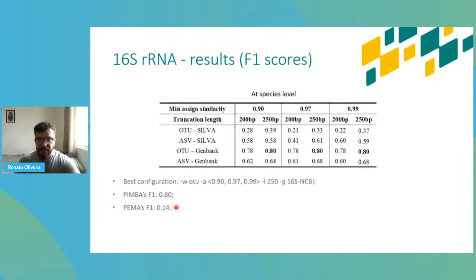At the species level, we can see that the best configuration was using the OTU strategy with the GenBank database at similarities of 90, 97, and 99%, but with the truncation length at 250 base pairs. And with this configuration, Pimba obtained 80% of F1 score against 14% of PEMA.